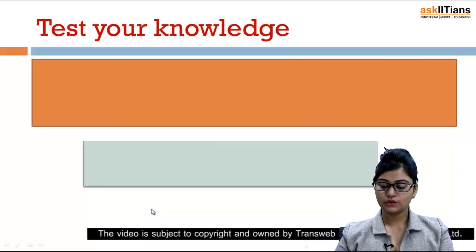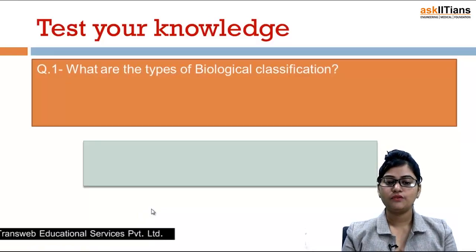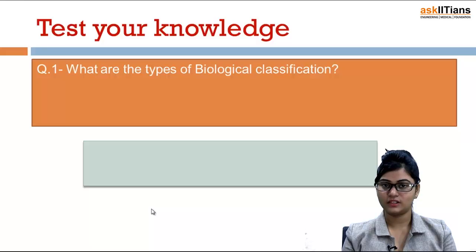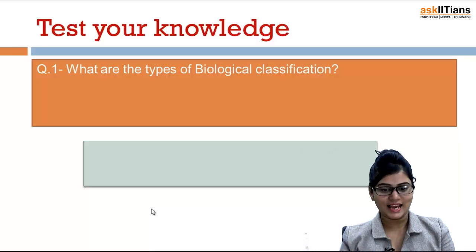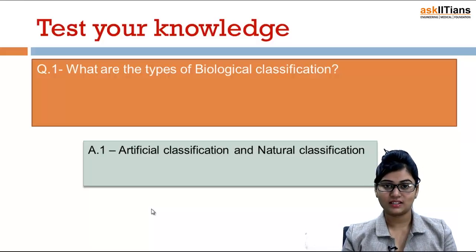Now I am going to ask you a few questions based over this lecture. First, what are the types of biological classification? Let me test your knowledge now. What are the types of biological classification that I have discussed in this lecture? Yes, artificial classification and natural classification.